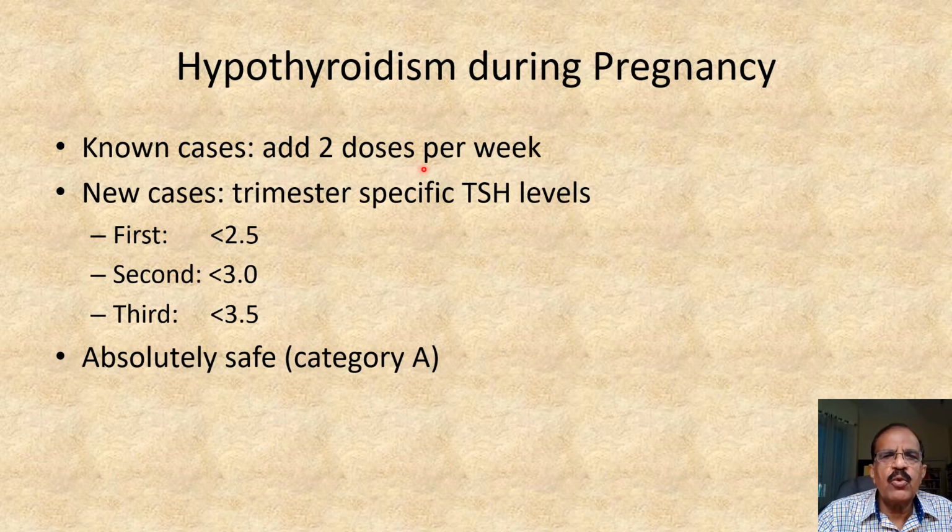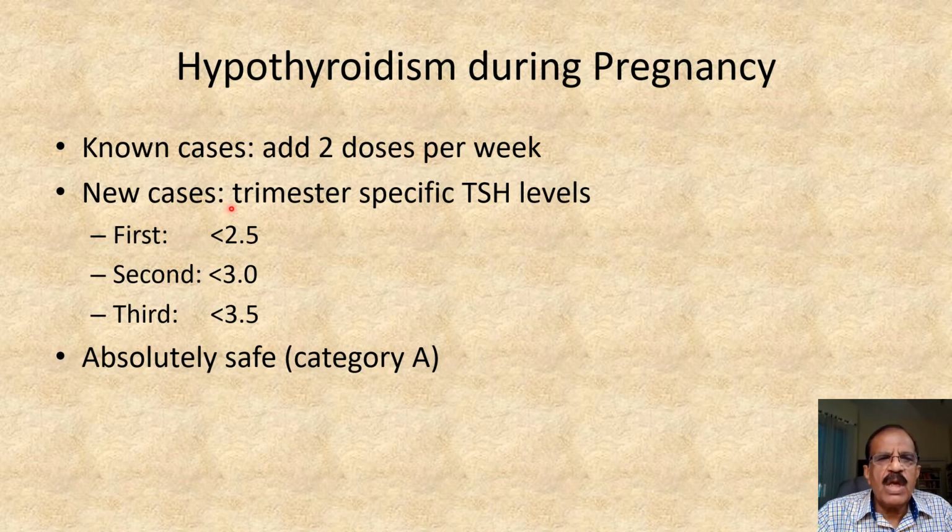you add 2 doses per week. Somebody is taking 75 microgram every day and is euthyroid, you can add 2 doses of 75 microgram 2 times a week, like maybe on Saturday and Sunday, whatever 2 days. So simply add 2 doses on top of what the patient was already taking.